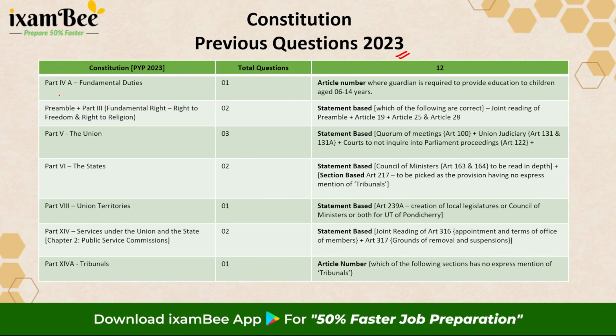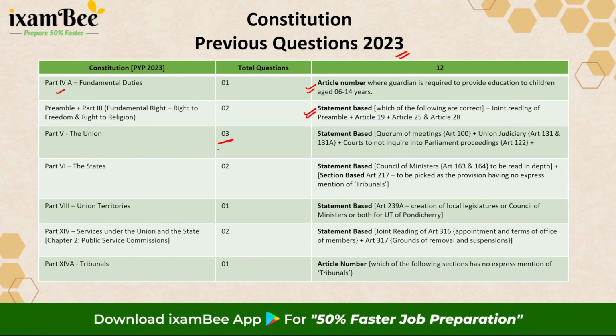there was one question on the fundamental duties, that is part 4A. This was a direct question based on the article number. There were two questions from the preamble and part 3, talking about the fundamental rights, the right to freedom and right to religion. There were questions on article 19 and article 25 and 28, which were statement based questions. You had to identify the correct statement from the given options.